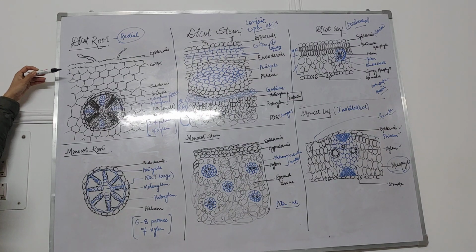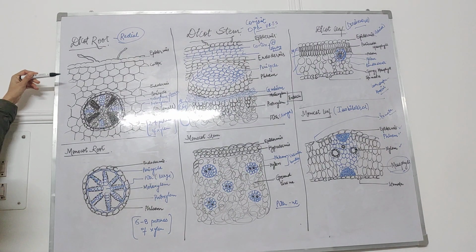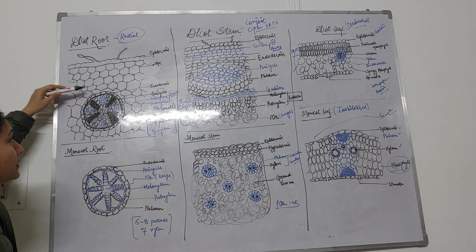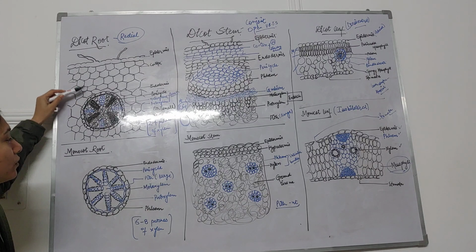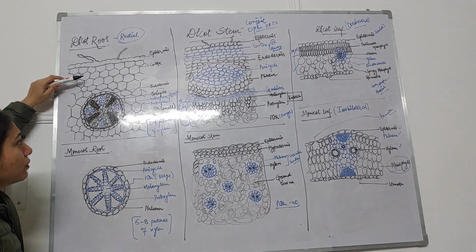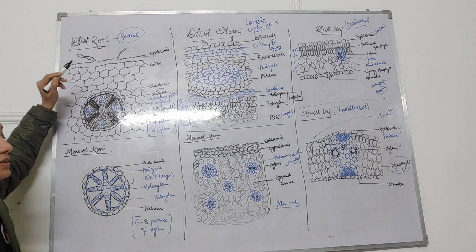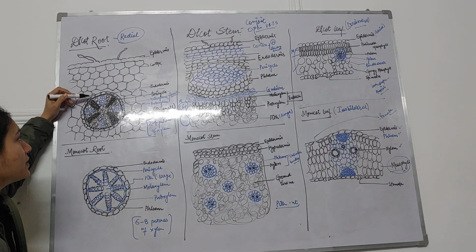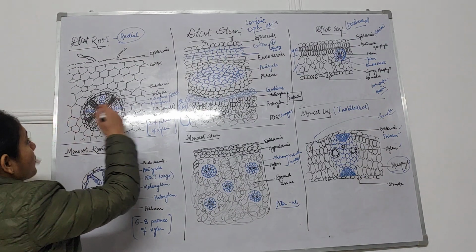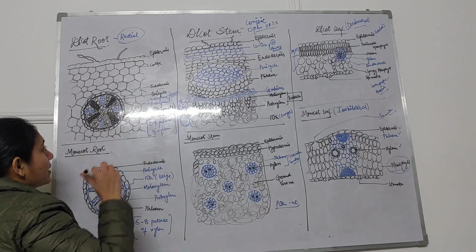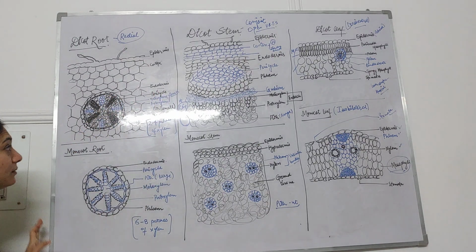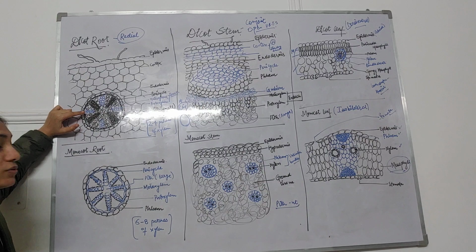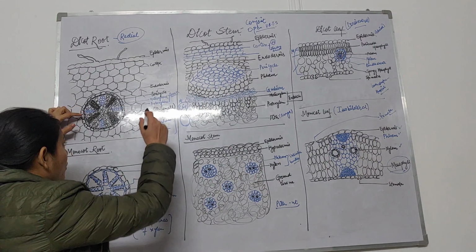Below that, a few layers of cortex are present, made up of parenchymatous cells, and the innermost layer of the cortex is the endodermis. The endodermis is different from the cortex in the shape of its cells. Endodermis has barrel-shaped parenchymatous cells. After the endodermis, the pericycle is present, which is a few layers thick, and from here the vascular bundles are present. Xylem and phloem are present.